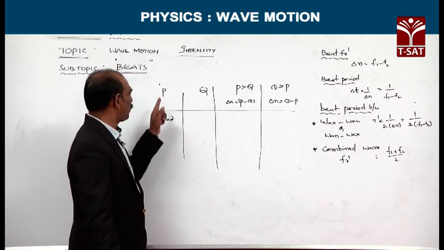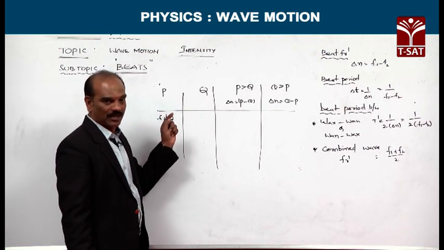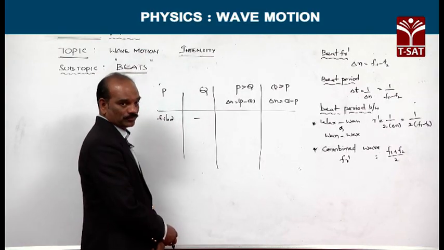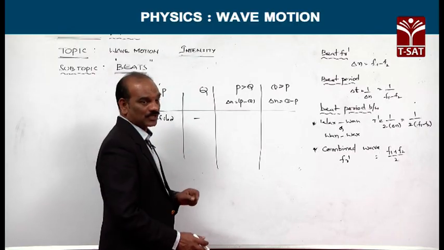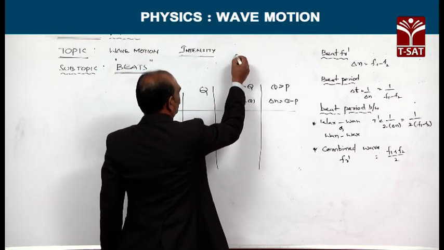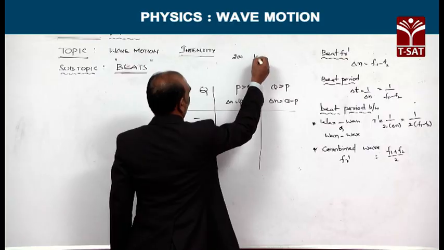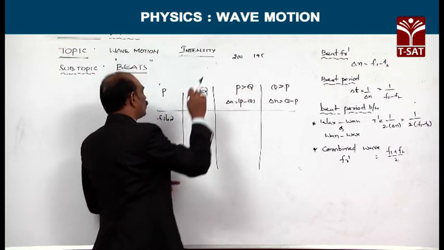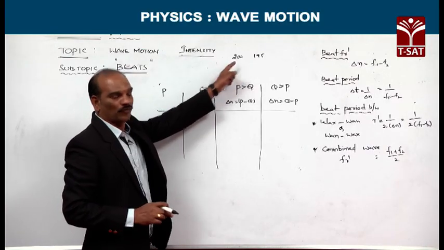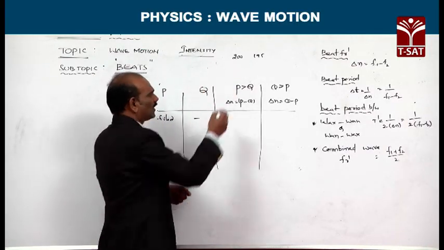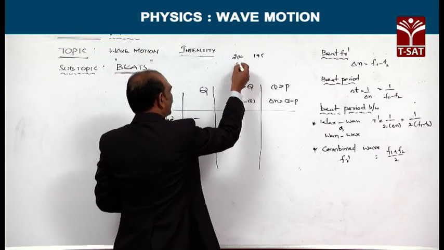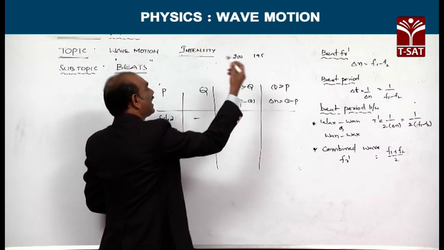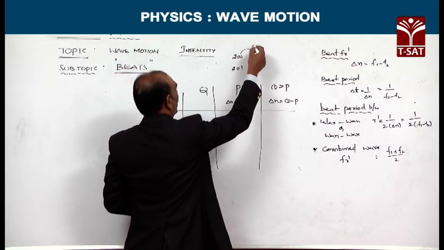Due to filing the prongs of tuning fork P, the frequency increases, with no change in the frequency of Q. Then what happens to P minus Q? Let us take one example. Suppose P is 200 and Q is 195, as P is more than Q. Suppose due to filing the prongs of tuning fork P, the frequency increases from 200 to 201. So, earlier the difference in frequency was 5.